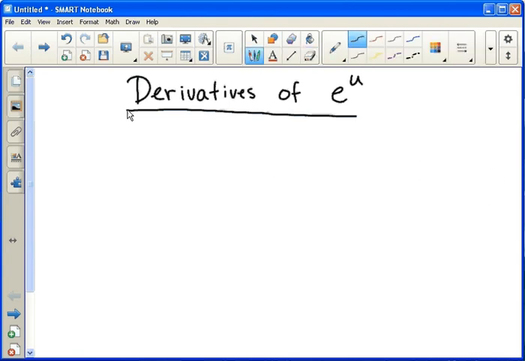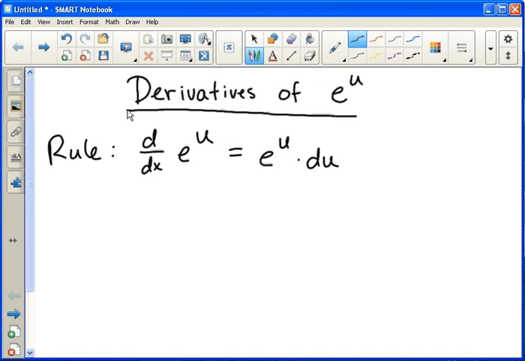Okay? So the rule for the derivatives of e to the u is very simple. It's itself times the derivative of the exponent. Itself times the derivative of the exponent. So let's do a few examples of this.